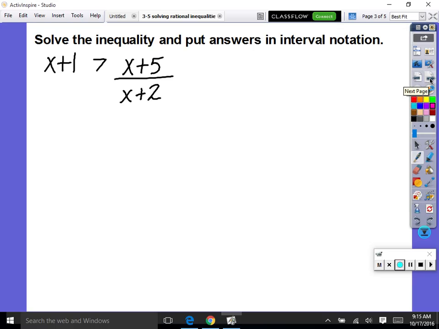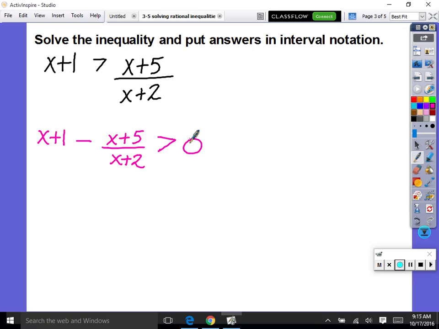So here we go. Solve the inequality and put in interval notation. So once again, it's easier to compare when it's equal to 0. You can do this a couple different ways, but I like to test when it's greater than or less than 0. I'll just bring this over this way. So we have x plus 1 minus (x plus 5) over (x plus 2). We want to know when that is greater than 0. Does everybody understand? Because I brought this over this way.